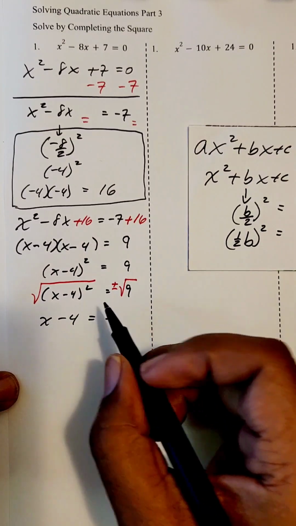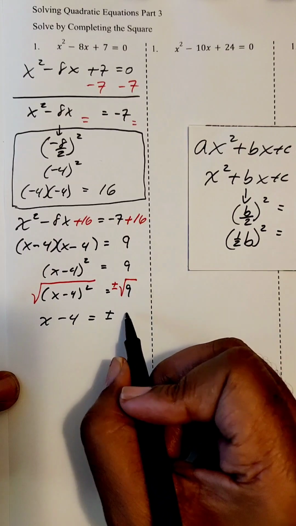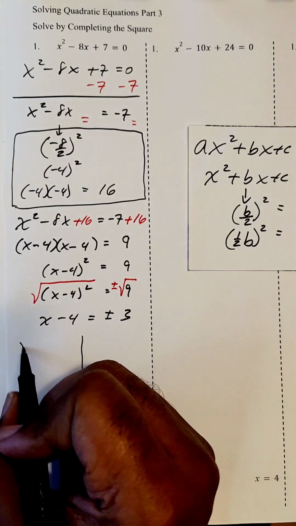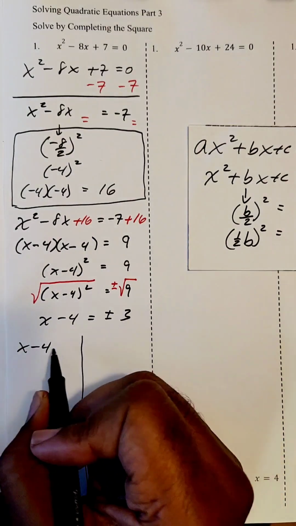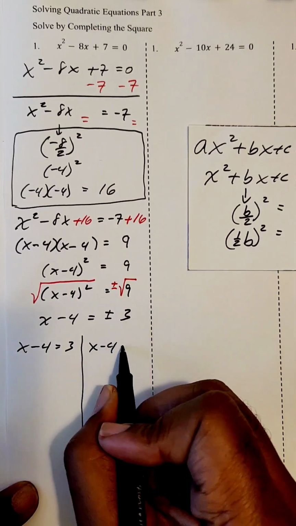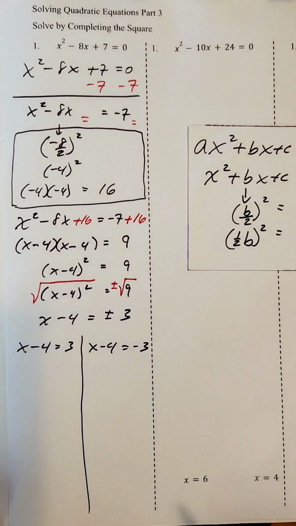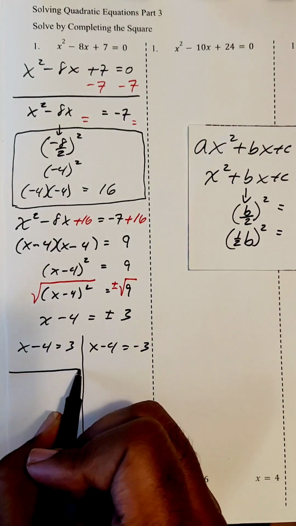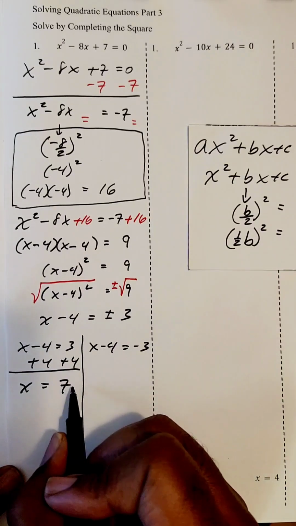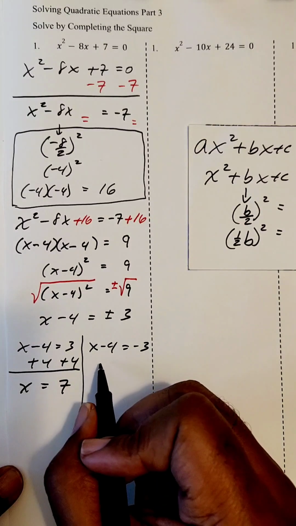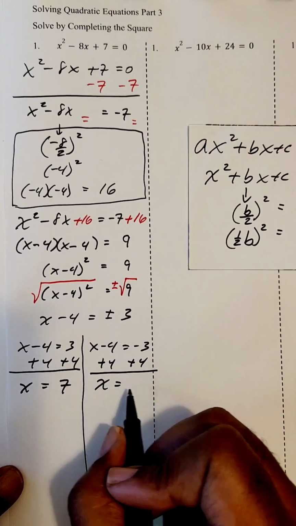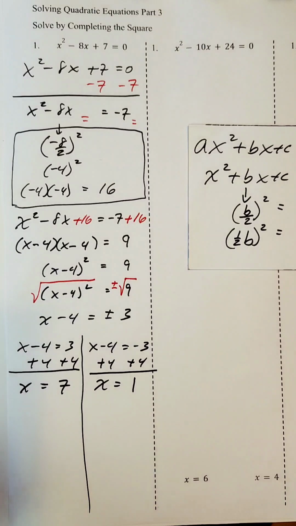And the plus and minus are here, but the square root of 9 simplifies to a 3. And now this gives us two parts. The first part will be x minus 4 and the positive 3. So it equals positive 3. The other side will be x minus 4, but the negative 3. Okay, now let's begin to solve. When I solve this side, I'll add 4 to both sides, and I'll get x equals 7. On this side, I'll add 4 to both sides, and here I'll get x equals positive 1. And those are my two solutions.